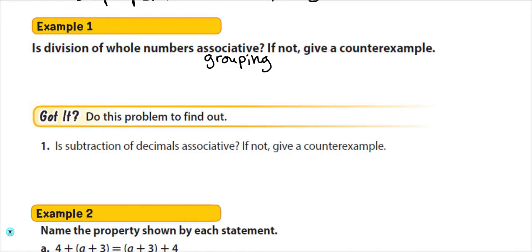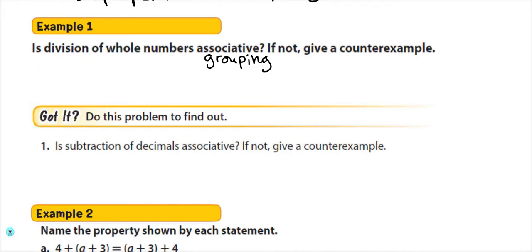So let's just kind of jot some stuff down here. So if I do 4 divided by 2 and then divide by 1, would that be the same as doing 4 divided by the quantity 2 divided by 1? Let me see if this works. Okay, so 4 divided by 2 would be 2. 2 divided by 1 would be 2. And then 2 divided by... Sure enough, well, that one it did work. So let's try another one.